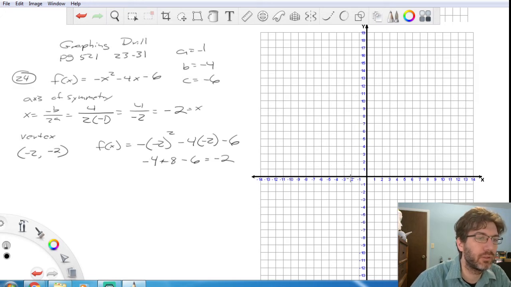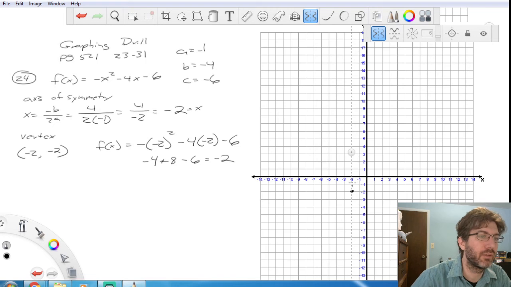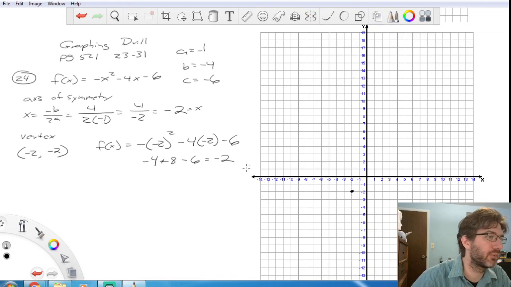Pretty easy to find. You're right here. And again, our line of symmetry is right there. So when it says to graph things, it's asking for where the vertex is. Here's your vertex, line of symmetry right here. Continue to go on, though.